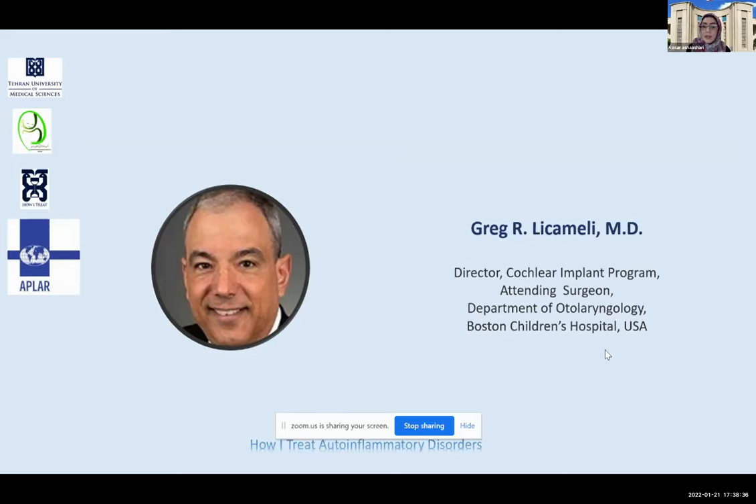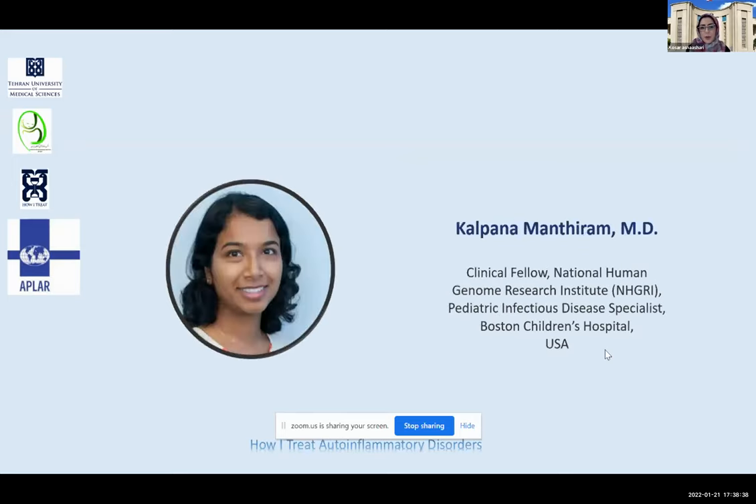And our third speaker is Dr. Kalpana Manthiram. Dr. Manthiram is a clinical fellow at the National Human Genome Research Institute. She's a pediatric infectious disease specialist in Bethesda, Maryland. She's affiliated with Boston Children's Hospital. She studies the genetic and immunologic underpinnings of inflammatory diseases of the tonsils. She takes care of patients with periodic fever syndromes, in particular PFAPA syndrome.